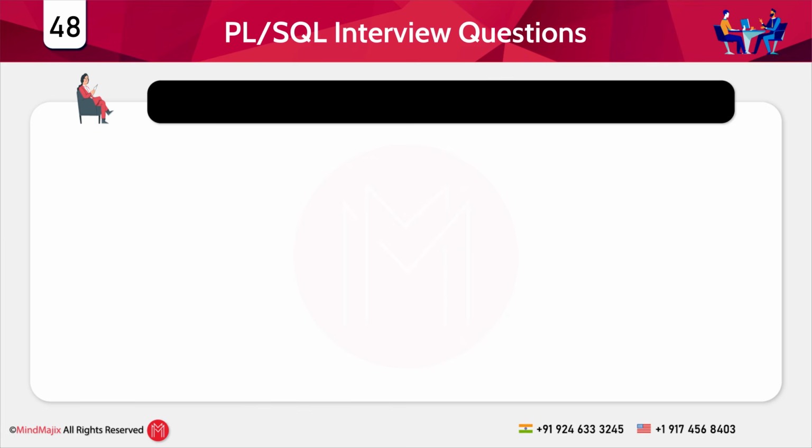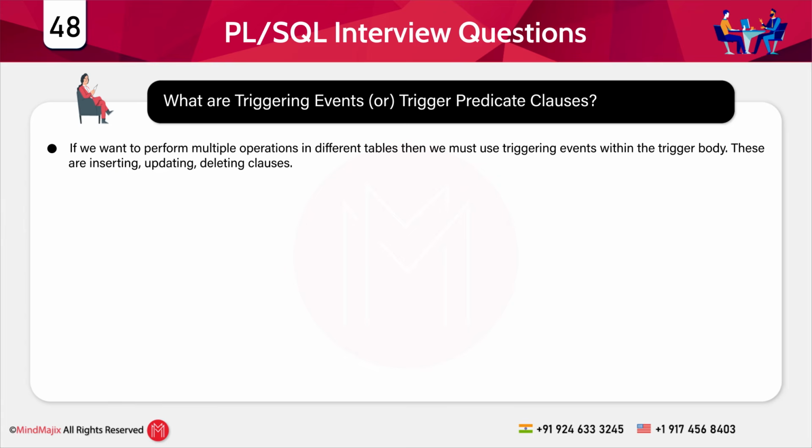The next question is, what are triggering events or trigger predicate clauses? If we want to perform multiple operations on different tables, then we must use triggering events within the trigger body. These are the inserting, updating, and deleting clauses, and they are used in statement level and row level triggers as well. These are called trigger predicate clauses.